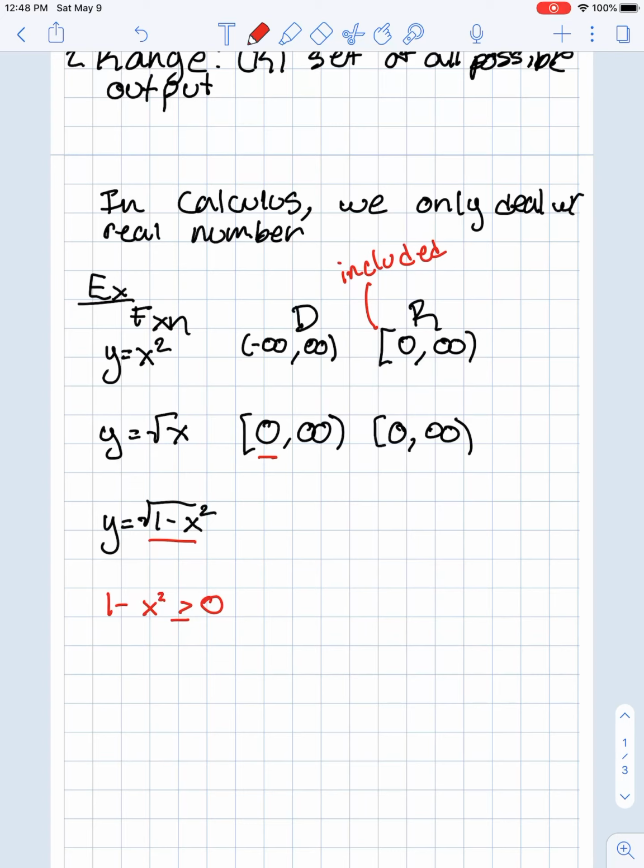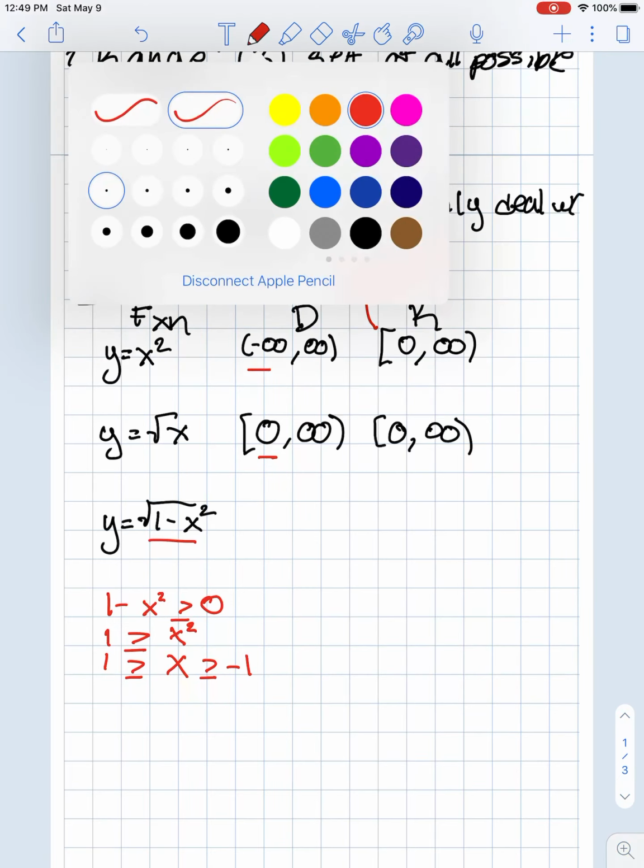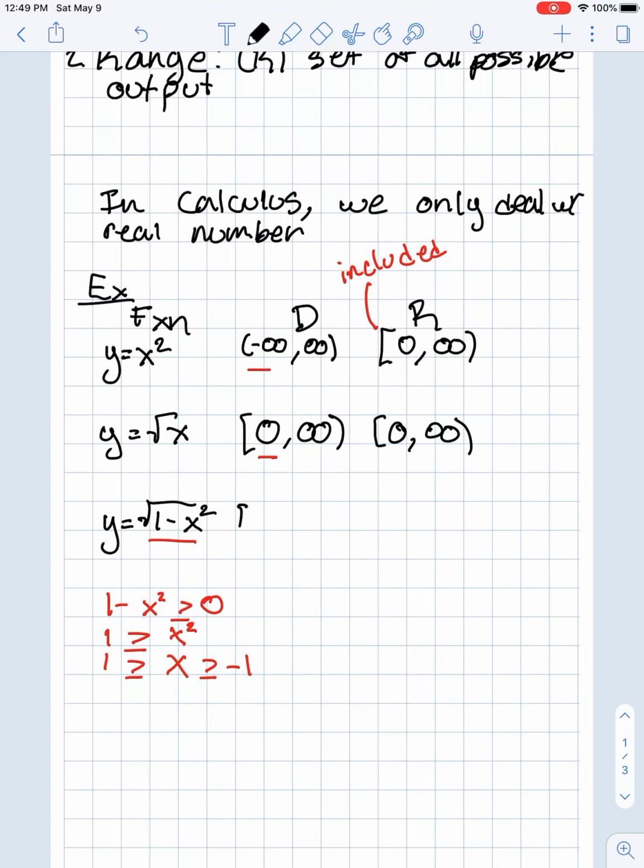So then I can do some algebra. I'm going to add x squared to both sides. So 1 is going to be greater than or equal to x squared. And I'm going to square root. Don't forget that negative numbers can be involved in squares. So I can put in a -1 and square it, and I'll get equal to 1. So that means that x is going to be bounded between 1 and -1. Okay? So I don't need to be in red anymore.